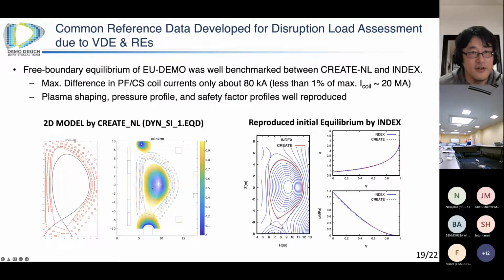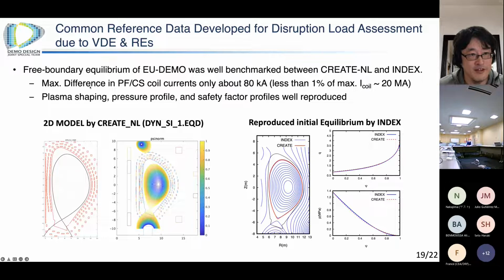And so this was the first topic, and the next topic is to simulate the VDE in the demo. This work has been done in collaboration with the EU colleagues, and this is a simulation of the VDE for EU demo. We have benchmarked our INDEX code with the Kinetic code in EU. And this is the benchmark of the initial equilibrium for the EU demo.